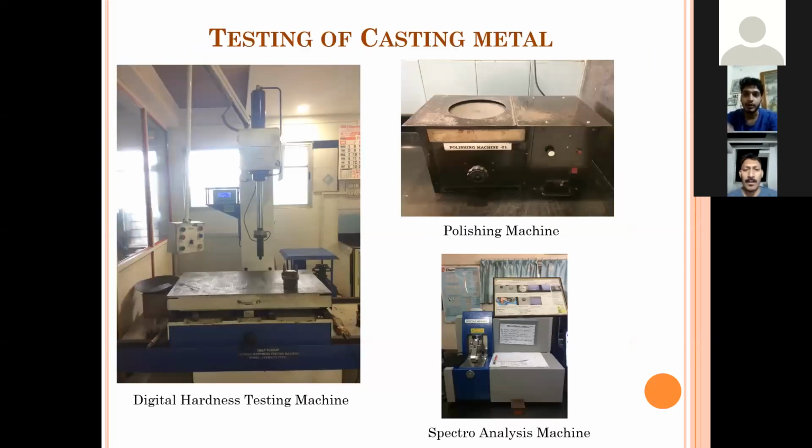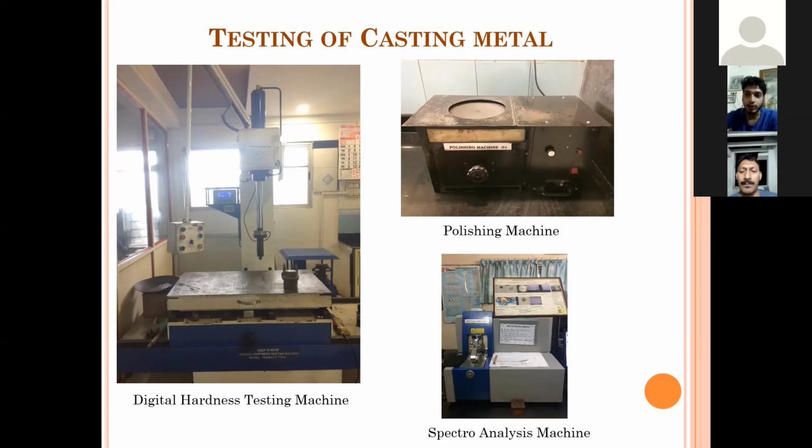Moving forward, sir, after the casting is done, some cast metal, or a coin from the cast metal, is removed for testing, and three machines are used for the testing. First, the digital hardness testing machine, in which a probe is used to give a load on the coin or the specimen. After the load is given, from 750 kgs to 3 tons, the digital machine automatically shows the values on the screen, so we can test the material on this.